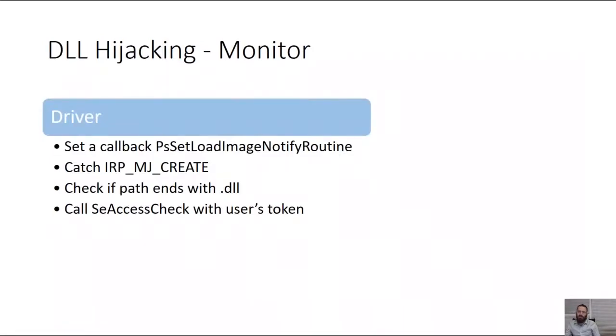The monitor and exploitation process of DLL hijacking is fairly similar. Here the driver also catches the IRP_MJ_CREATE, then it checks if the target path ends with .dll. I know it sounds kind of lame, I thought about it too, but it works. Most of the create file operations done on files that end with .dll will be followed by loading it. We can also use the PsSetLoadImageNotifyRoutine to verify it. Lastly, we do the same as before, checking if we can access the target path.